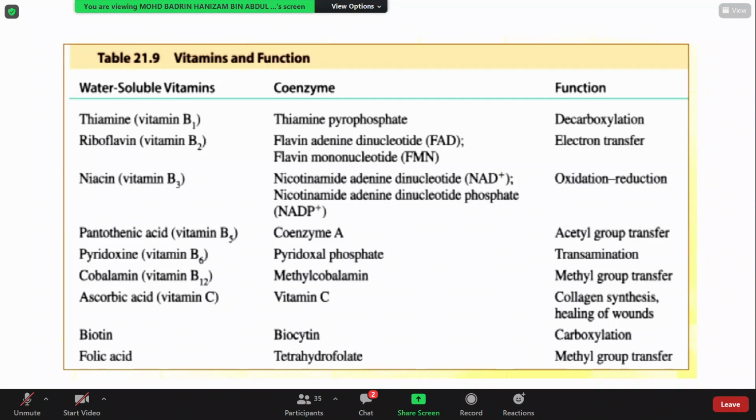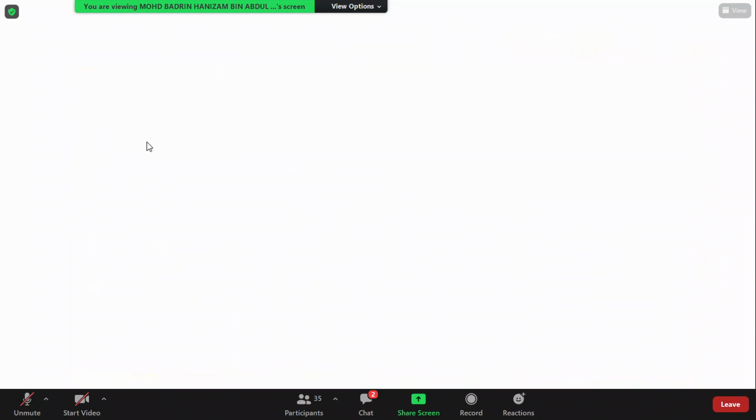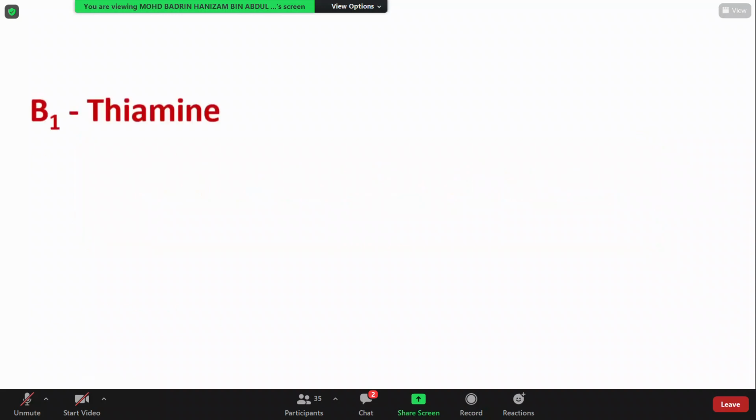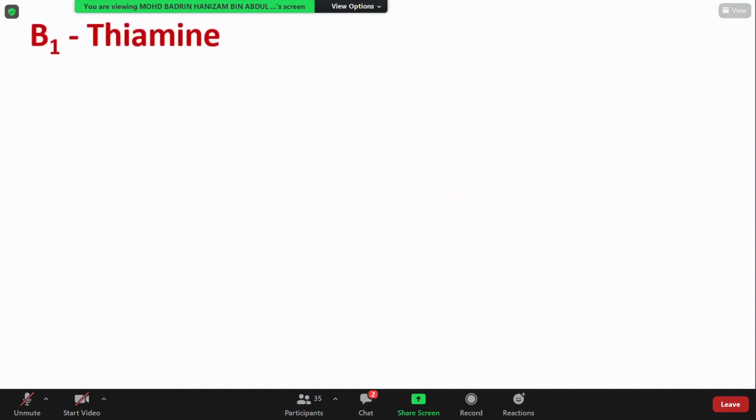Again, we are going to go through them one by one later on in detail, because all of this you might already have learned in your matriculation or in your high school. So that's why we need to go through these vitamins in detail one by one. So we start off with the water soluble vitamins. If you have any question, you can always stop me and ask, right? So the first one, vitamin B1.